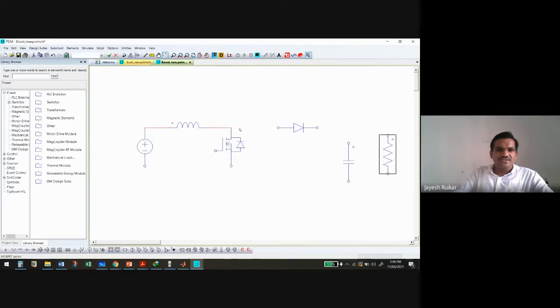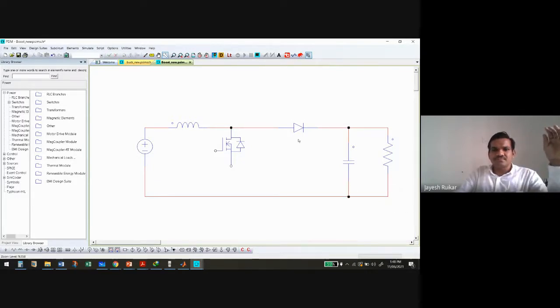The inductor goes to the capacitor, and the capacitor goes to the resistor. Yes, we have finished. We'll give ground, which we have already done many times. I forgot to add ground to this. Then we'll measure the input voltage and output voltage. Now give the values.